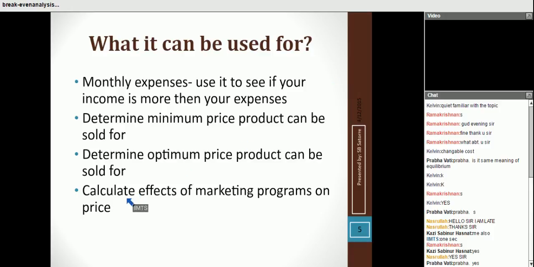Okay. So we can also calculate the effects of marketing programs on price with the help of this break-even point analysis.